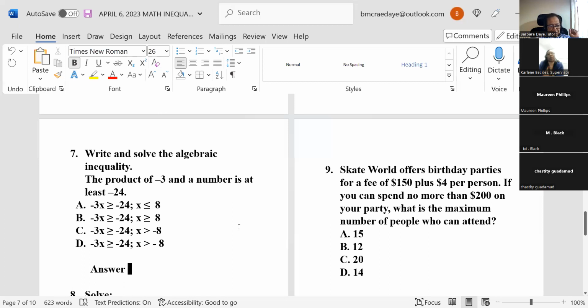What did you say, Mercedes? Let me just check one other part here. Well, we've got this. We wrote the inequality: the product of -3 and the number x is greater than or equal to -24. So we've got it there for each one. Now when we solve for x, which one is correct, Mercedes?